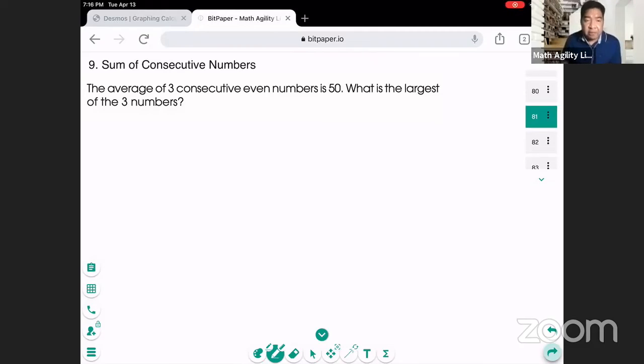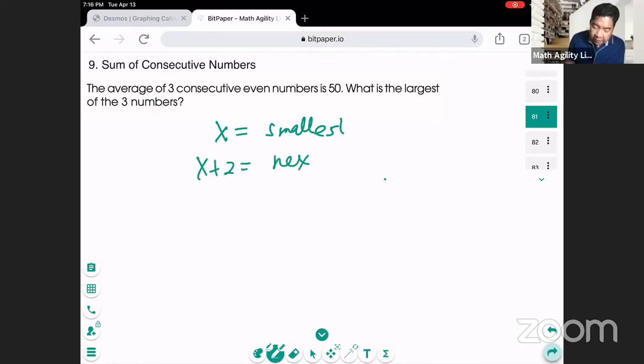So the average of 3 consecutive even numbers is 50. What is the largest of the 3 numbers? So again, my method is representation. I would represent x as my smallest number. x plus 2 would be the middle number. And then x plus 4 would be the largest number, right?